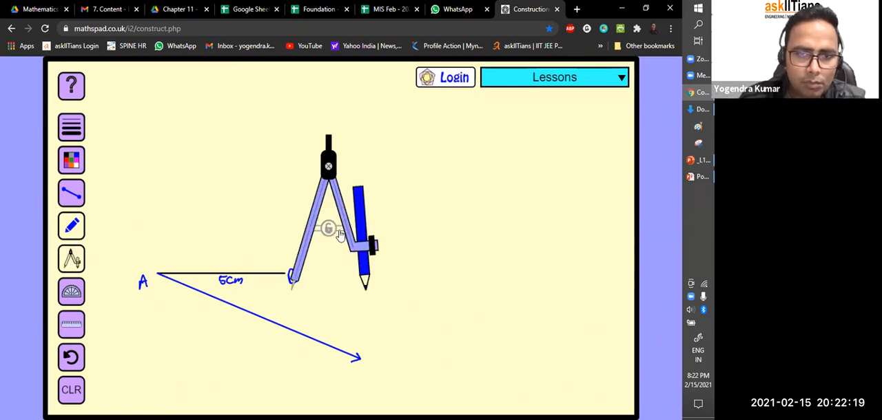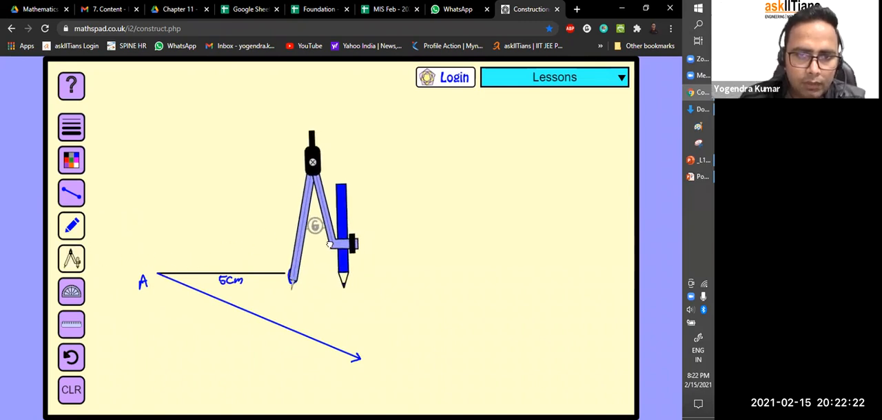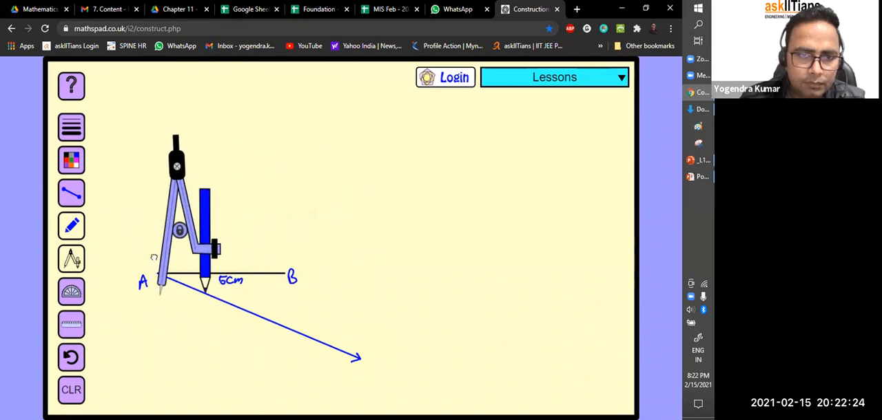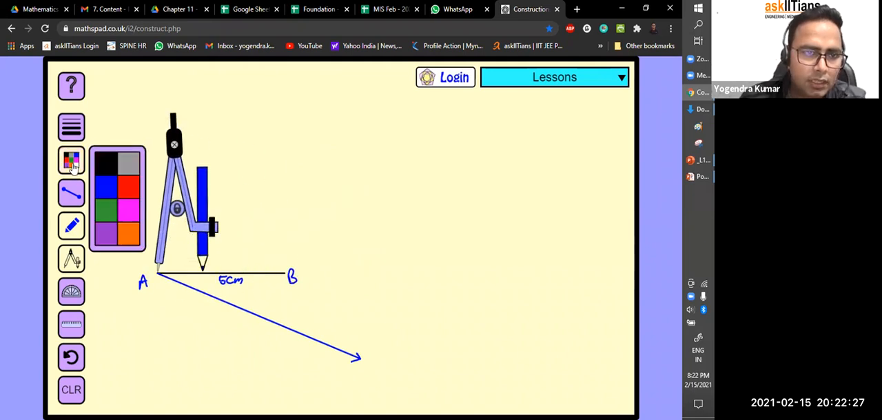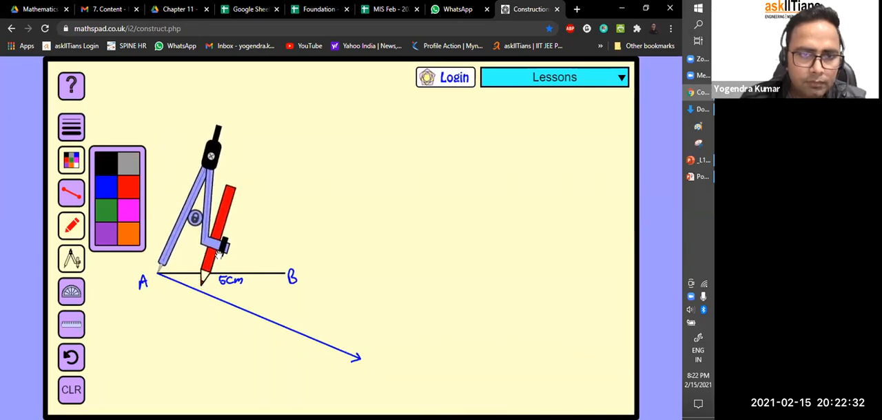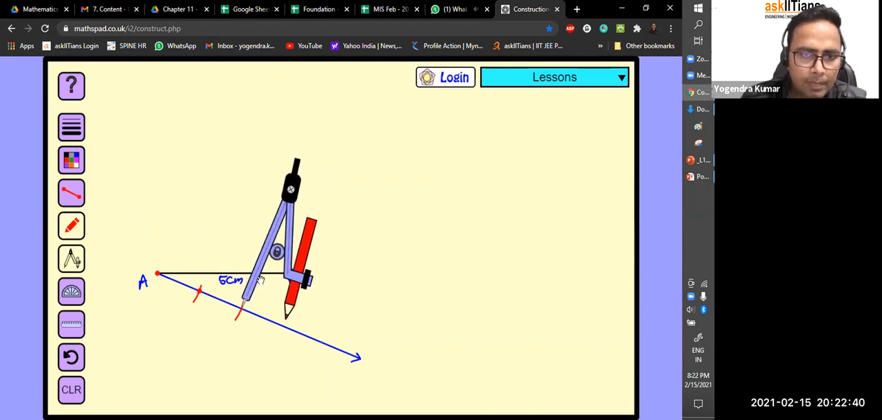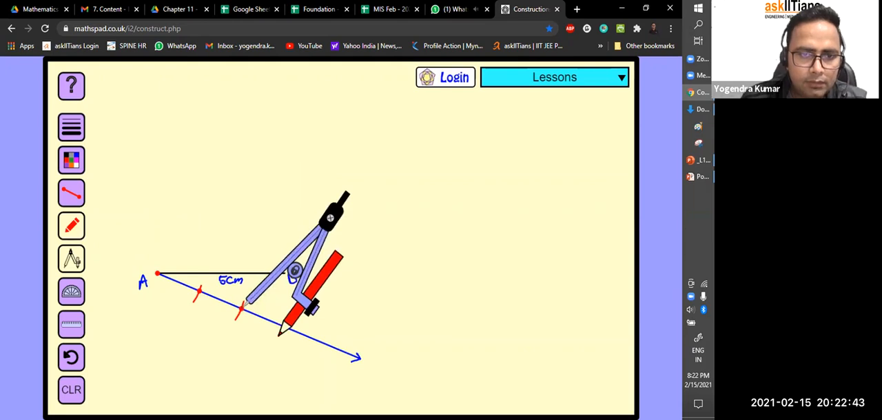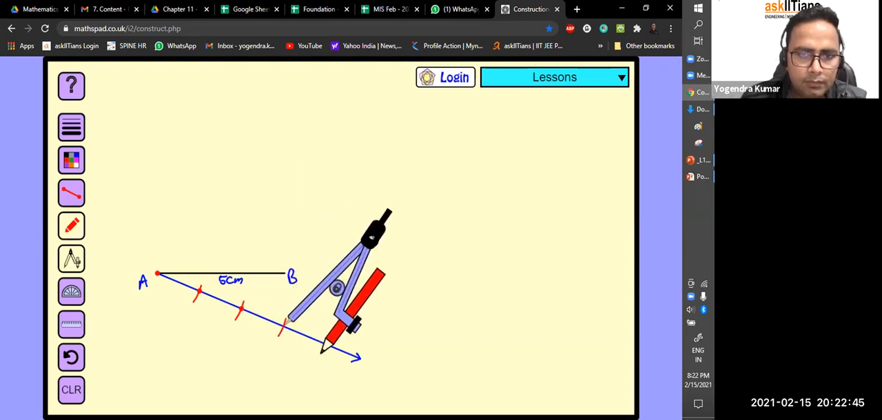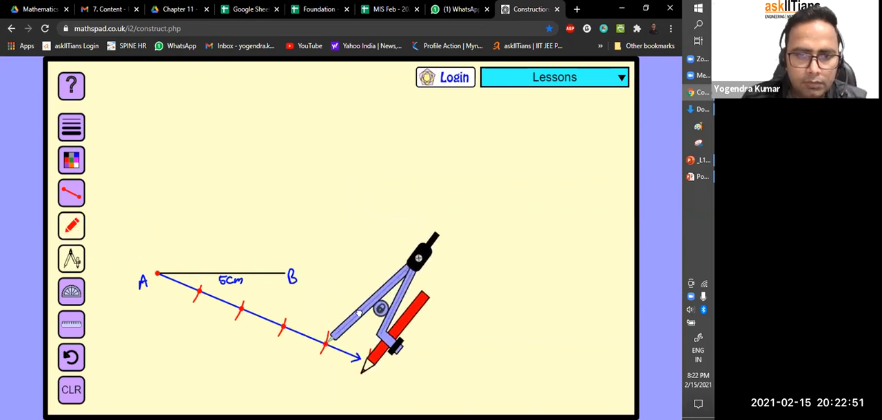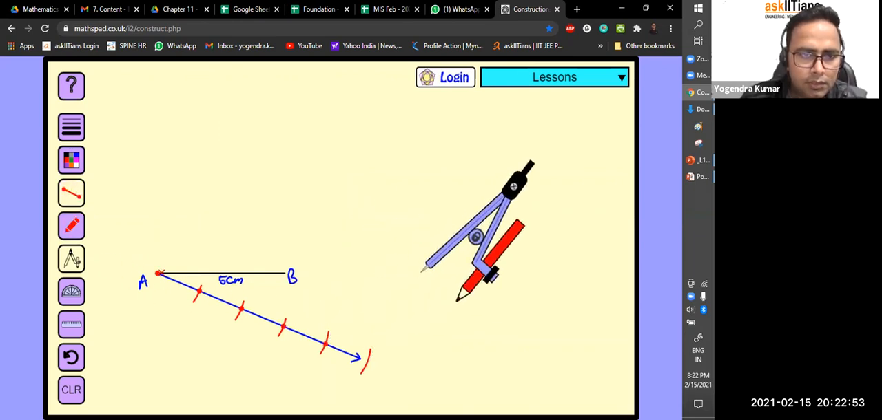Now I'll take equal arcs. Let me reduce it a little bit. Let's keep it here and make arcs of equal length. So first here, then second part, then third one, fourth one, and the last one. It is a little bit less, no problem. I can join it further.